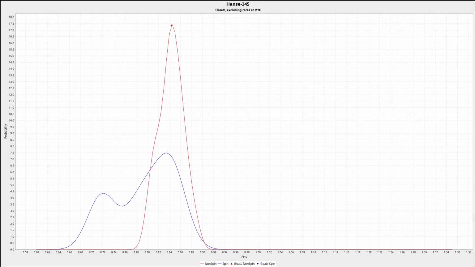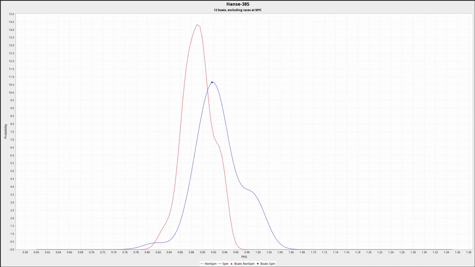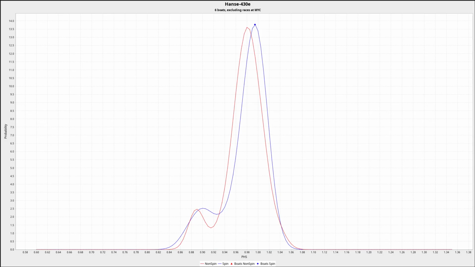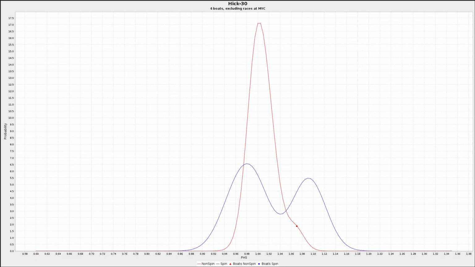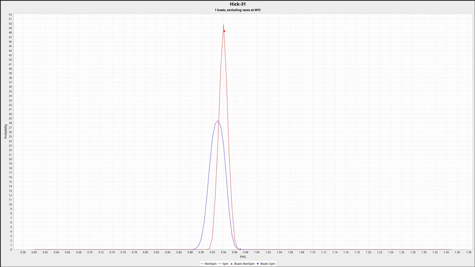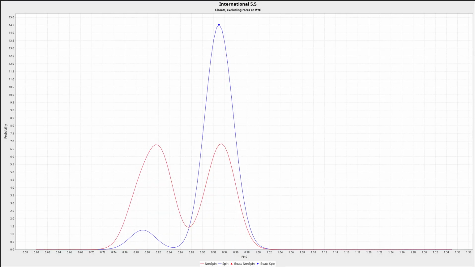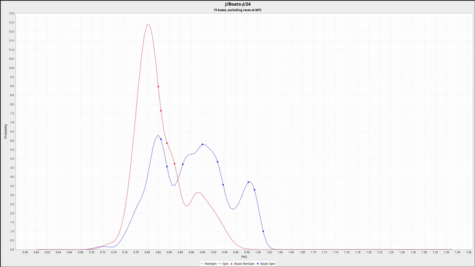Hansi 43, 345, Hansi 385, Hansi 430, 445, a Hick 30, 4 boats, okay, and we were cruel to that one. Hick 31, international 5.5. So we've had a 5.5 and now we have an international 5.5 and there's 4 boats. So again, they should be the same chart. Make the video a lot shorter.